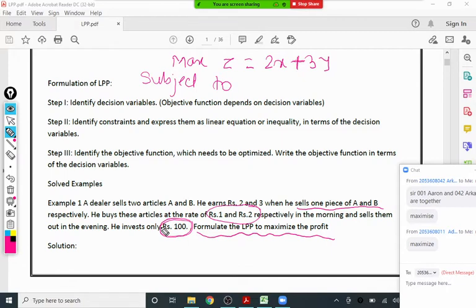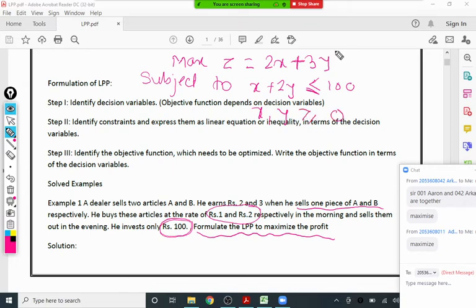So the constraint will become that the first article has 1 rupee as a cost. So x plus 2y less than or equal to 100. So he can take a maximum of 100 rupees. That's one. There is no other condition on x and y. So lastly, the non-negative restriction, x and y greater than or equal to 0.